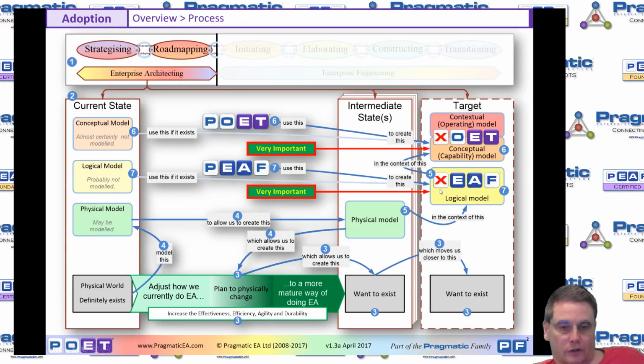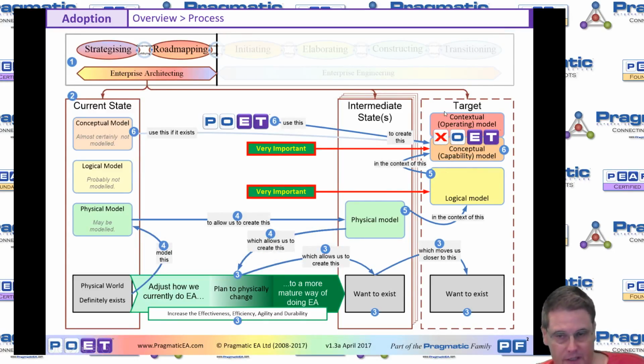The logical model target is basically based on PEAF. Sorry, I didn't explain what this X was here. So what you need to create is your target operating model for how your organization, at a conceptual and operating model level, wants to do the entire enterprise transformation domain. And you need to look at the entire transformation domain because that's what's important to the business.